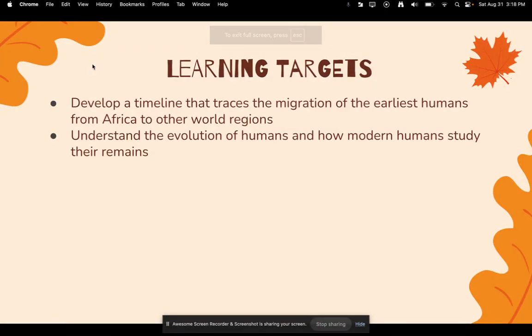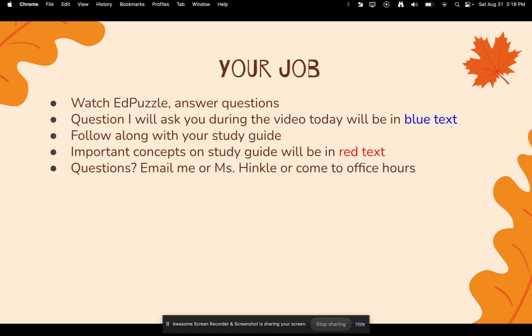Learning targets. Develop a timeline that traces the migration of the earliest humans from Africa to other world regions and understand the evolution of humans and how modern humans study their remains. Your job, you're going to watch this Edpuzzle. You're also going to answer the questions.